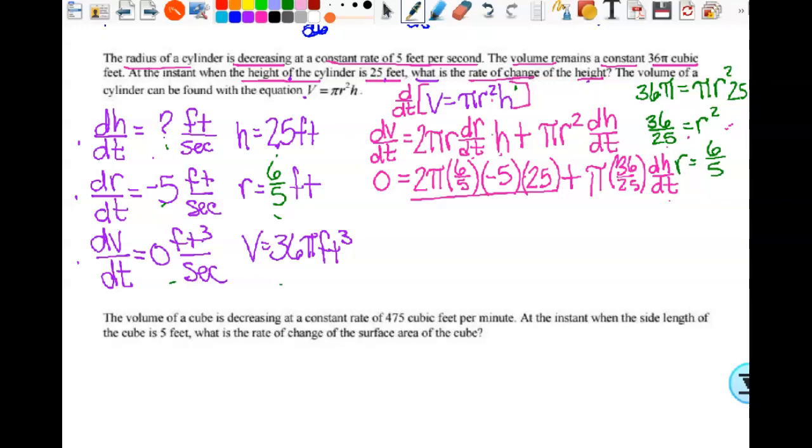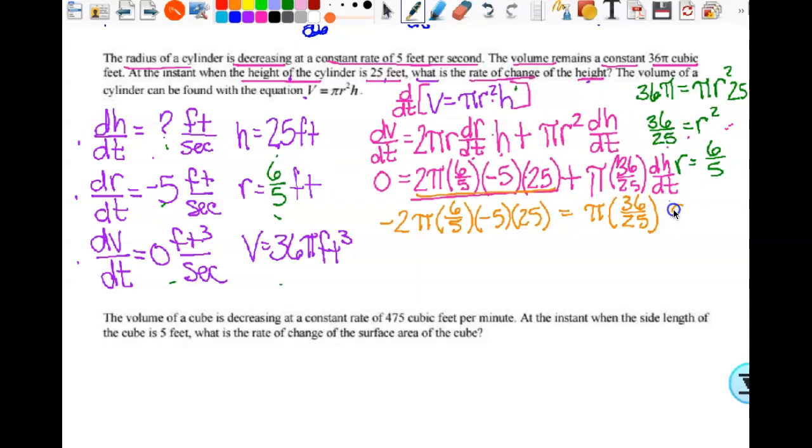So what you can do is this, right? Because we have the safe stop things that we can do, right? I have this is all one big term right here. And then this is the term that has dh/dt in it. I'm going to take this whole thing and subtract it to the other side. Does that make sense? So I'm going to get -2 pi times 6/5 times -5 times 25. Right? And that's equal to pi times 36 over 25, or 6/5 quantity squared is fine too, dh/dt. Right?